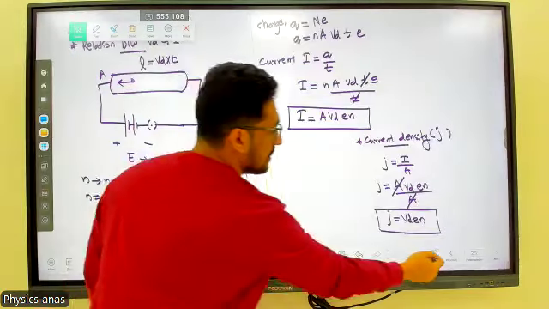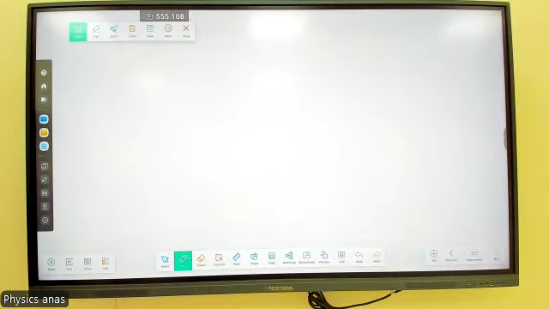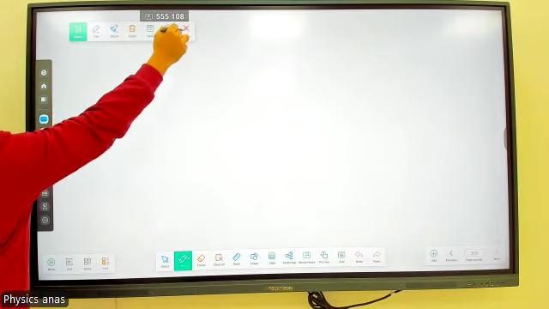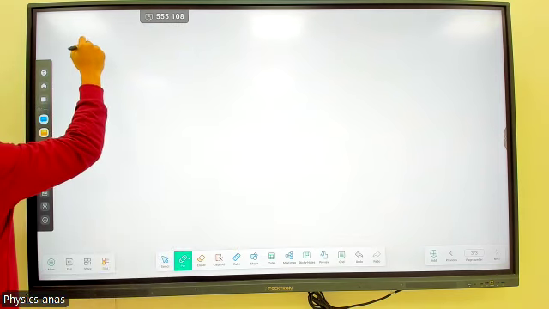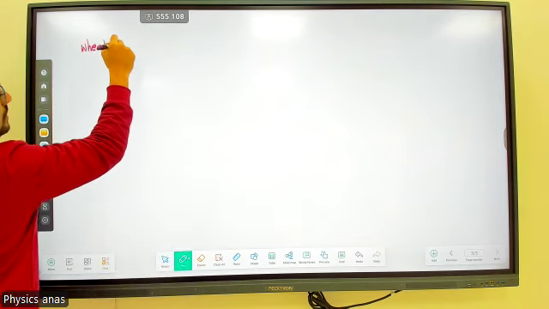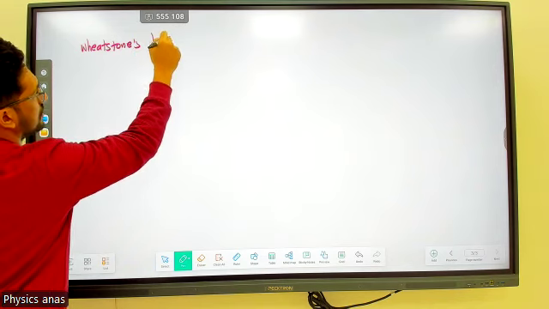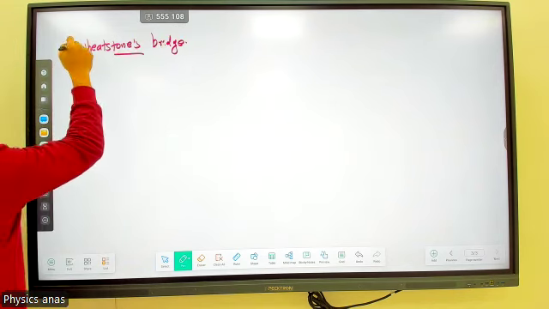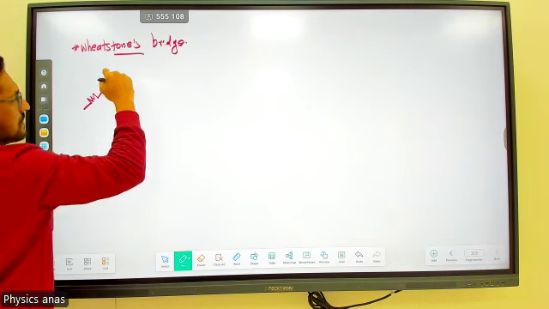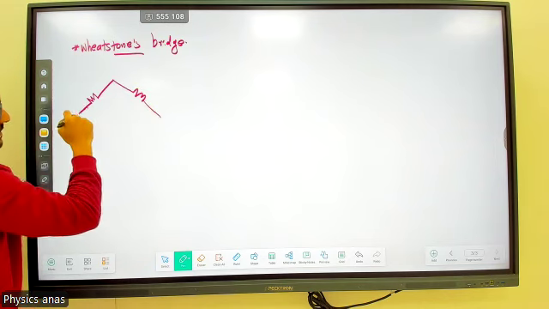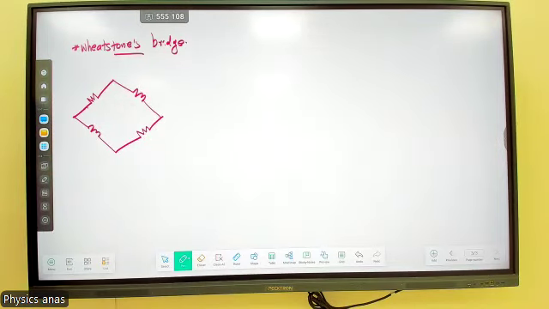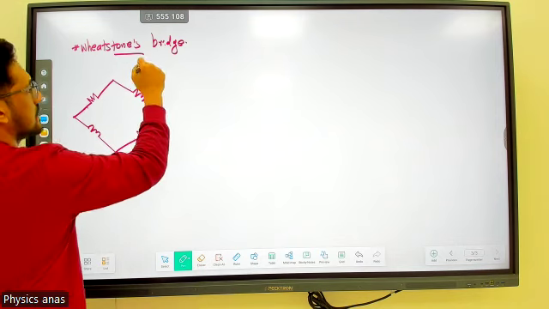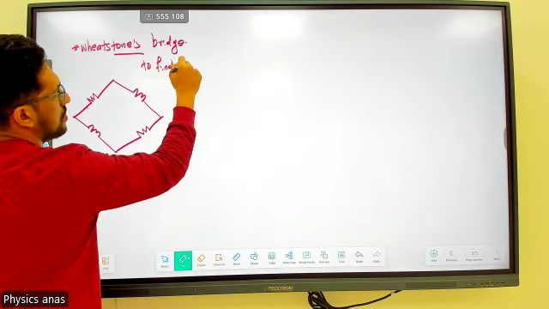Wheatstone's bridge derivation. You remember that? Wheatstone's bridge derivation was a very simple derivation. So what was Wheatstone's bridge derivation? What is the use of Wheatstone's bridge? To find an unknown resistance.